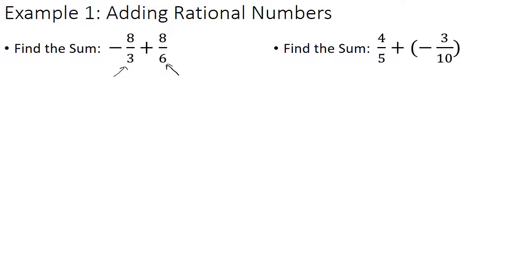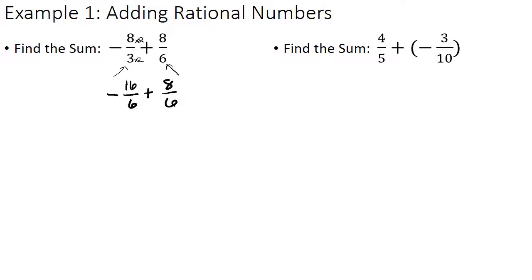So since we have a 3 here, we can multiply 3 by 2 in order to make it 6. And if we do that to the bottom, we also have to do that to the top. So we're going to be multiplying that by 2 as well. So we have a negative, and then we have 8 times 2, which is going to be 16. And that's going to go over 3 times 2, which is 6. And we're going to add that to 8 over 6. Now, because our denominators are now the same, we can just add these numbers together. So we have negative 16/6 plus 8 over 6.